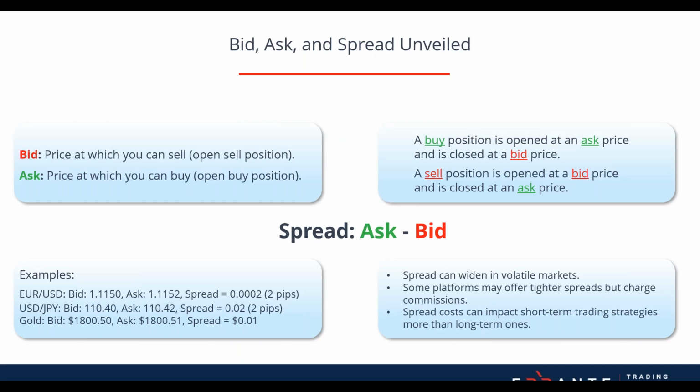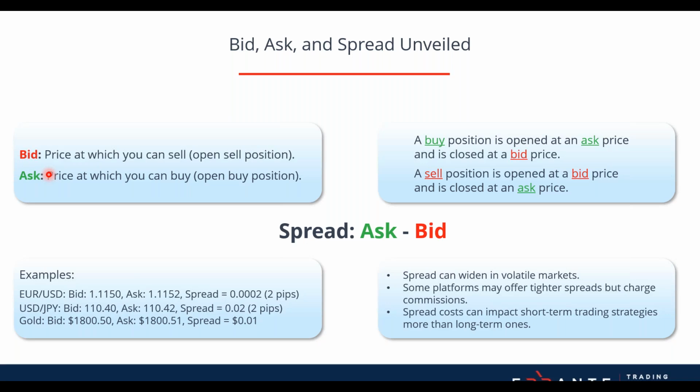Now it's time to get into the basics, the exact prices at which you can enter and exit in market. So let's unravel the concepts of bid, ask, and spread. In the world of trading, bid and ask are terms you will encounter every time you place a trade. The bid is the price at which you can sell an asset, essentially the maximum price someone is willing to pay for it. On the flip side, the ask price is the price at which you can buy, essentially the minimum price at which someone is willing to sell the asset to you.